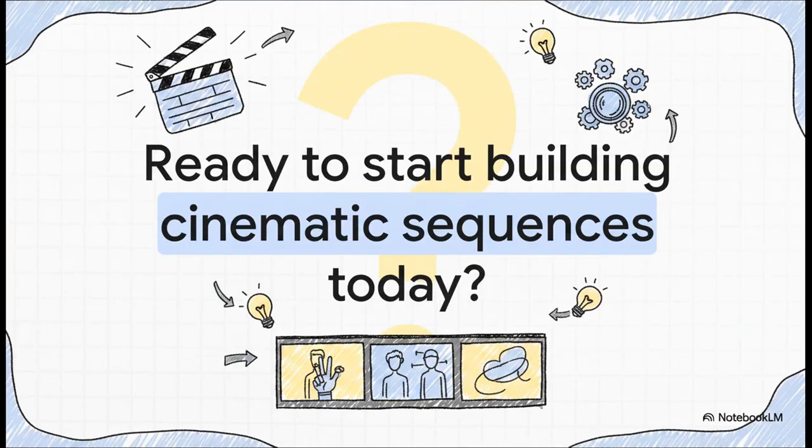So that leaves us with one final, pretty provocative question. Are you ready to stop waiting around for delayed public models, stop wasting your hard-earned credits on melted hands and character drift, and actually start building truly cinematic, multi-shot AI sequences today? You've got the masterclass blueprint now. The tools are right there in front of you. Take these strategies, apply them, and go out there and start creating.